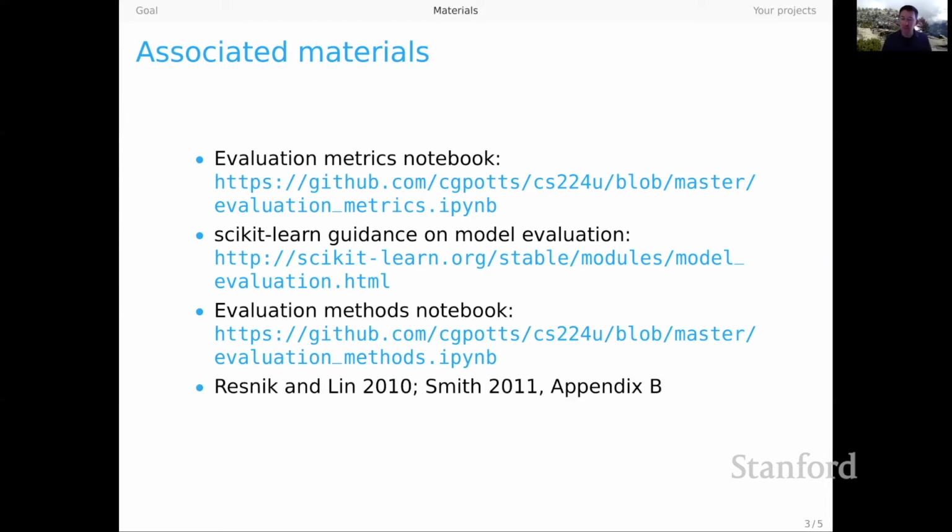And we have two readings. Resnick and Lin 2010 is a wonderful overview of experimental evaluations in the context of NLP, and Smith 2011 Appendix B is a compendium of different metrics. So another good resource for you if you're unsure about how a metric works or what its bounds are or how it's calculated and things like that.